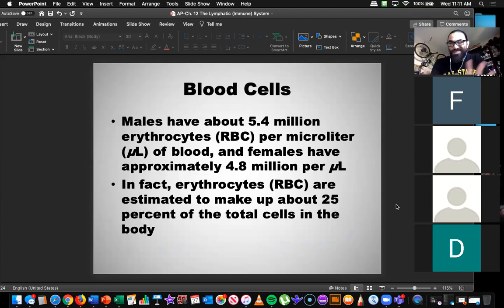Oh, so this one's just some fun facts. You don't have to worry about this. Males, we produce more red blood cells, and we typically have more red blood cells than females. Can anyone think of any reasons why that is? Why would males have more red blood cells? Think about it. Why would males have more red blood cells? How about Anna?